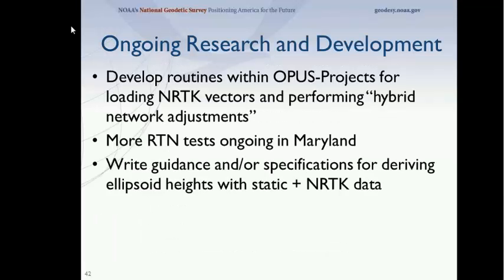Okay, so where do we go from here? Very recently, I was just named to be the project manager for developing routines in OPUS Projects so that you can actually load your RTK observations straight into OPUS Projects and then build your hybrid network and adjust it. And hopefully it'll take care of all this business of scaling variance covariance matrices for you, so it'll be hidden in the software. And I'm excited about that opportunity, and I'm hoping that it will really make things easier for people to get high accuracy ellipsoid heights.